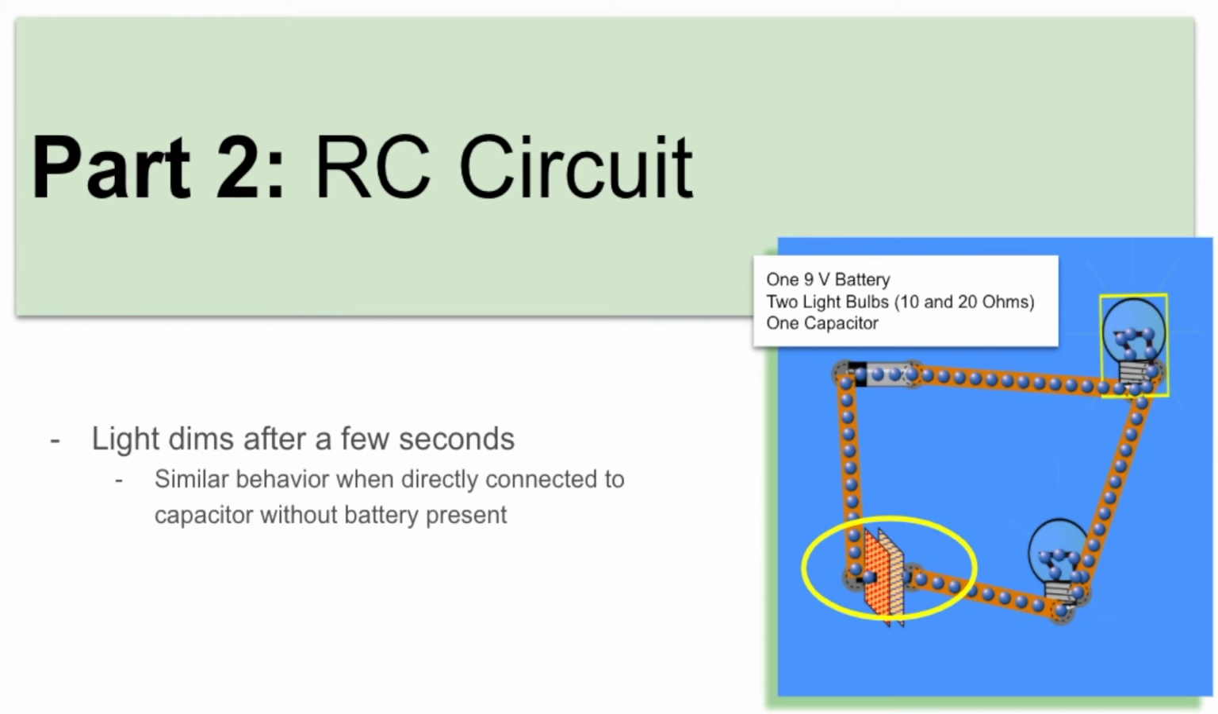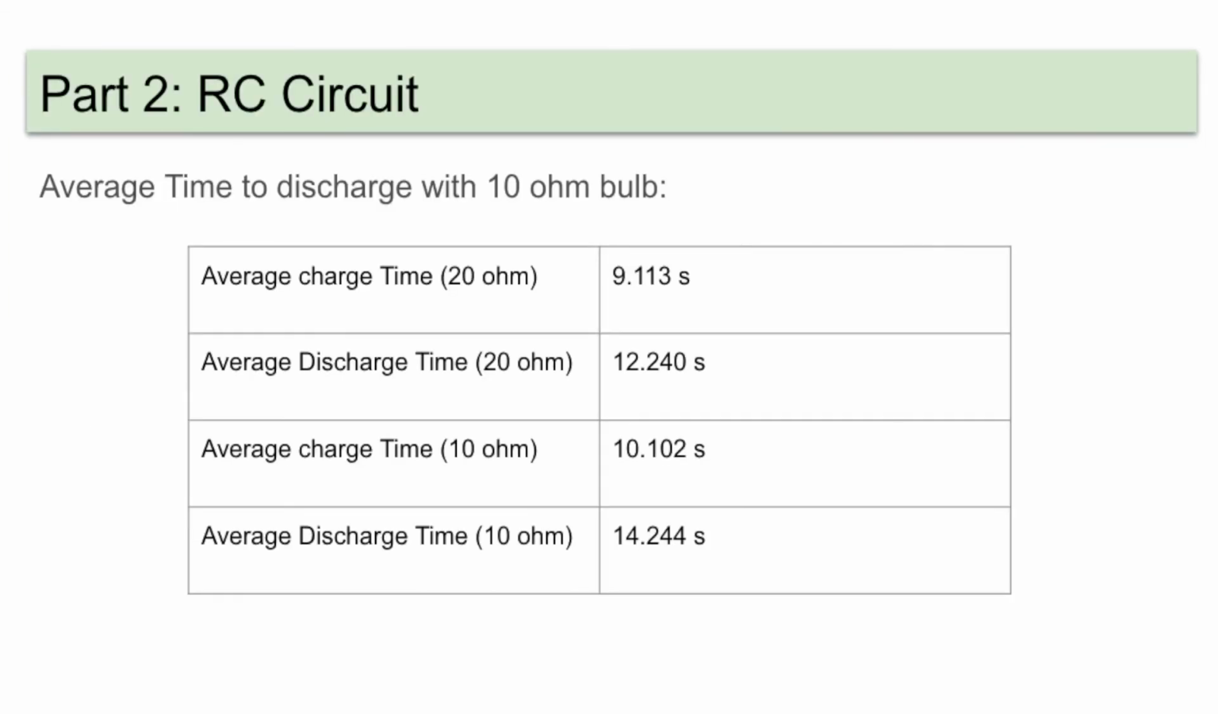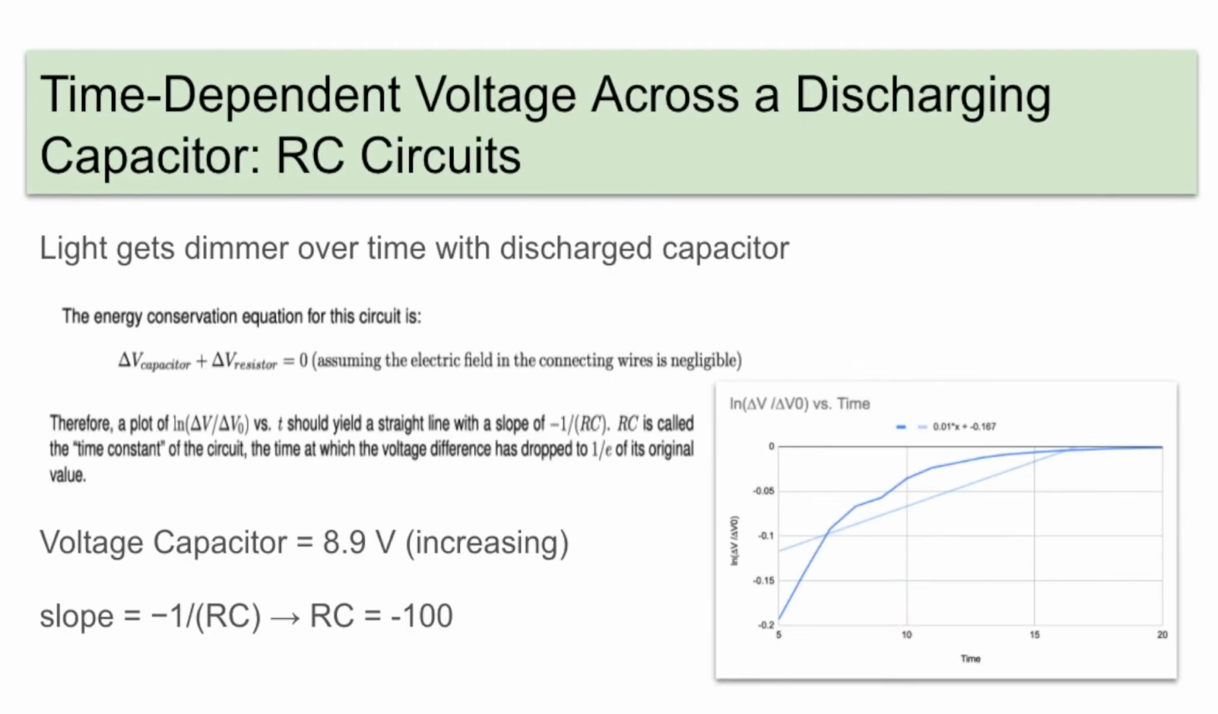So for Part 2, this is focused on RC current. The setup included one 9-volt battery and two light bulbs, one 10 and one 20 ohms, and one capacitor. First observation when setting up this experiment is that after a few seconds, the light would dim. This was similar even when the battery was removed and the light bulbs were connected directly to the capacitor. We found average discharge time with a 10 ohm bulb through 3 trials of charging and discharging, and they are below.